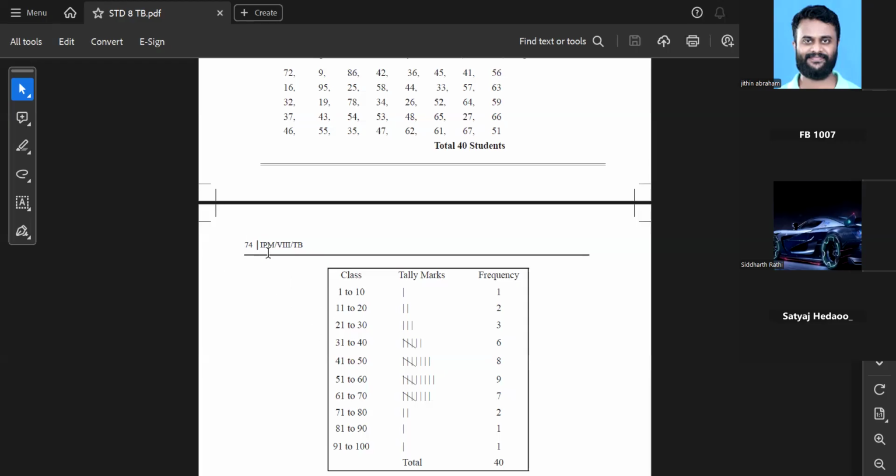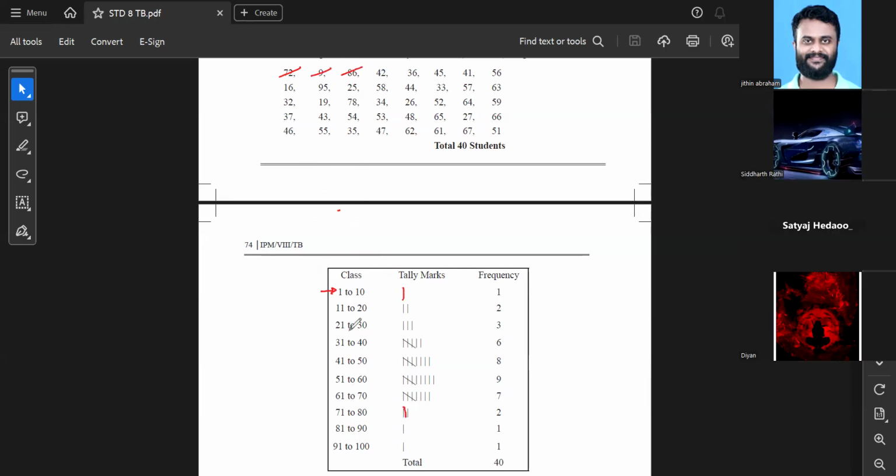Okay, so coming back over here to the classes, like 1 to 10, we divided the groups this way. The first data is 72. See what you do: in 71 to 80, you draw one tally mark. Then 9, you see, in 1 to 10 you'll draw one tally mark. 86, you'll draw one tally mark over here, and so on. You'll draw all the tally marks, and then based on the tally marks you'll write the frequency numbers like 1, 2, 3. Then here I have 5 plus 1, 6. Here 5 plus 3, 8. Here 5 plus 4, 9. Here 5 plus 1, 2.